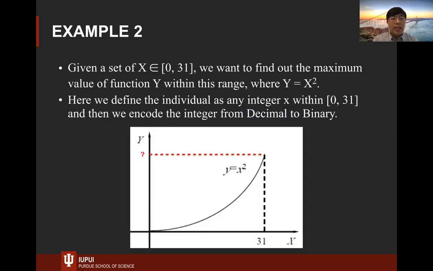Example 2. Given a set of x within the range between 0 and 31 inclusively, we want to find out the maximum value of function y within this range, where y is equal to x squared. Note that x is an integer. Here we define the individual as any integer x within this range, and then we encode the integer from decimal to binary.